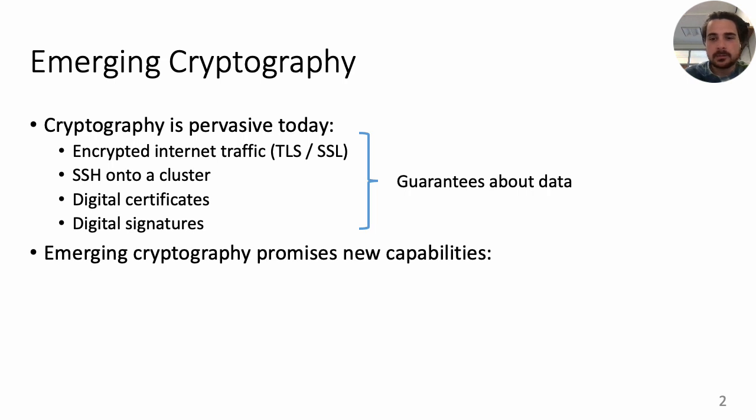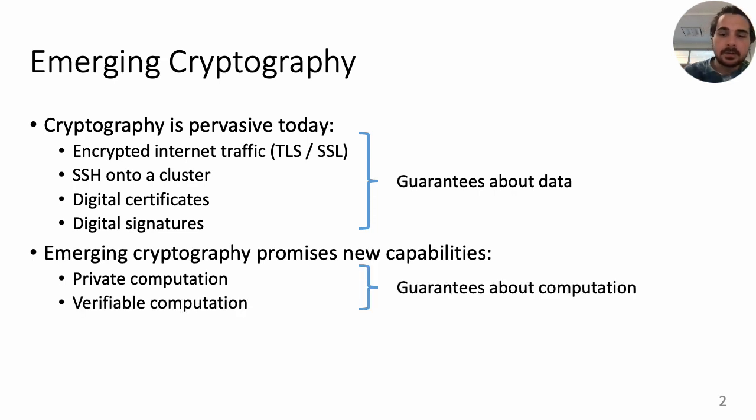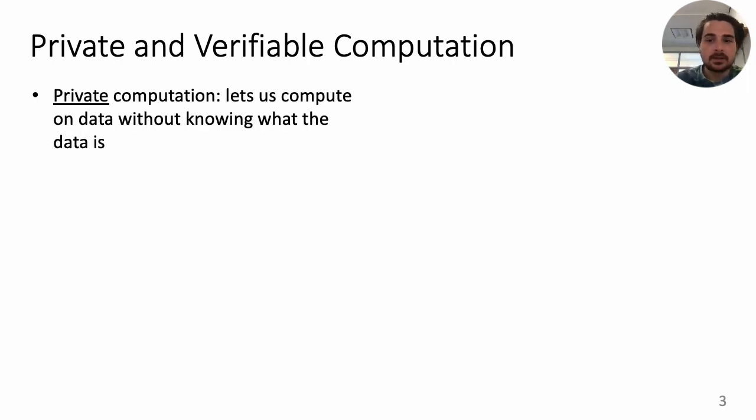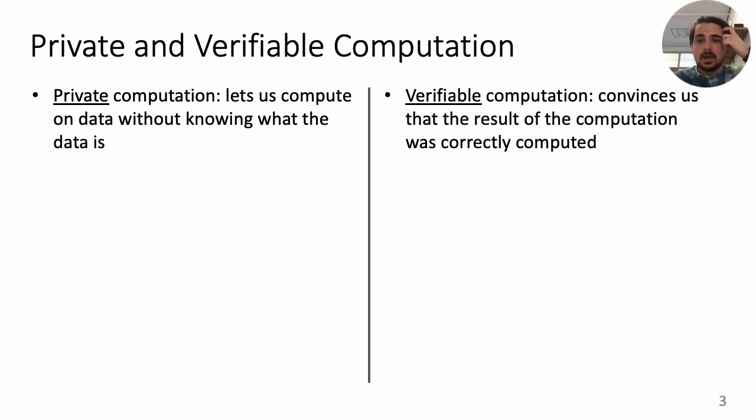More recently, cryptographers have invented novel tools with impressive capabilities. These include private and verifiable computation. Now, these tools are fundamentally different because they provide guarantees about computation. Let's see more on that. So, what is private computation? Private computation refers to the ability to compute on data without revealing the data. And verifiable computation enables us to know that the correct computation was carried out and the correct result was produced.